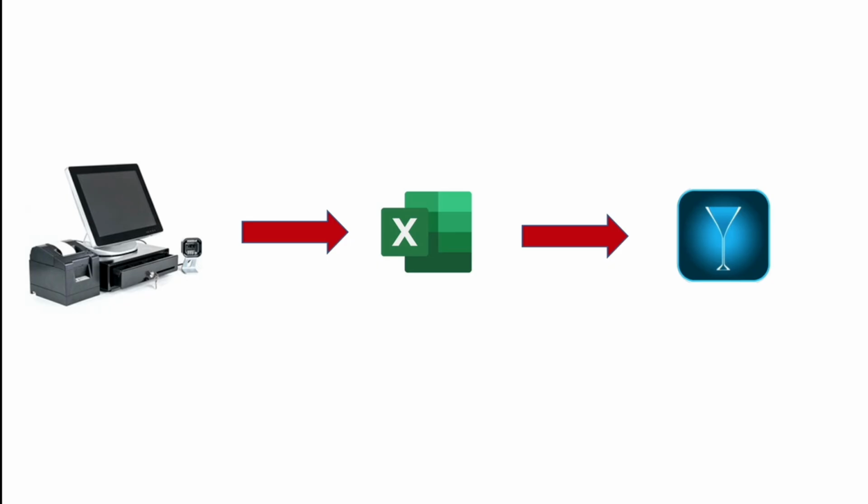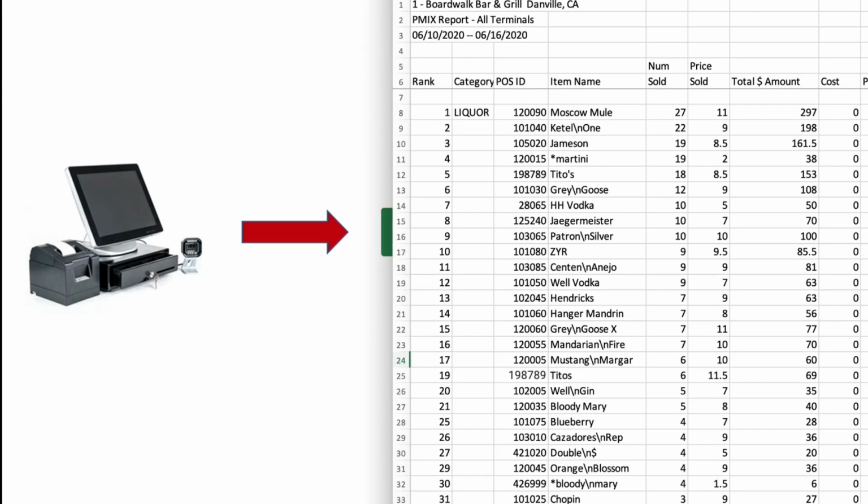Once you export to Excel, you will get something that looks like this. You can see in this spreadsheet we have a POS ID number, an item name. We also need the number sold and the total dollar amount sold. Not every POS system has POS ID numbers, but that's okay. We can upload this sheet by POS ID number or by item name.